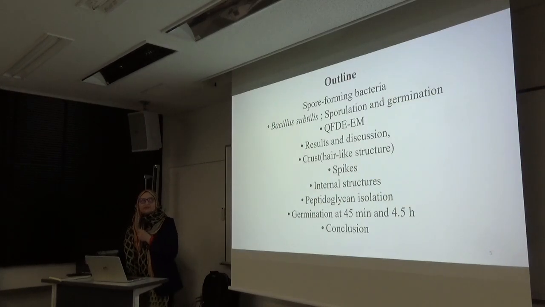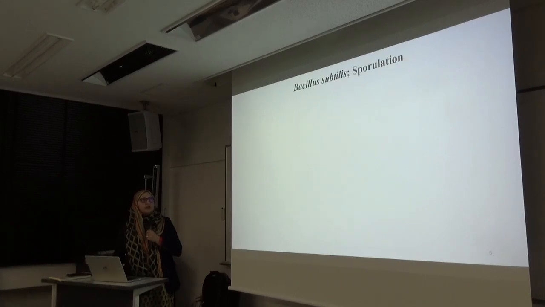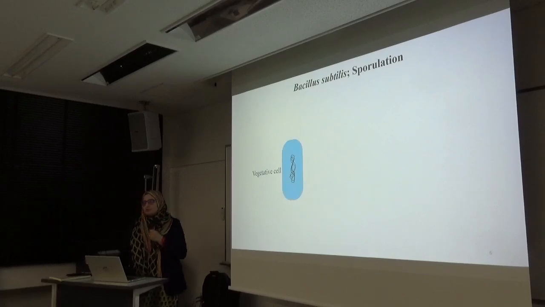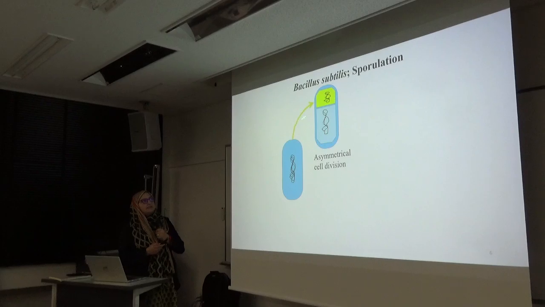Before going to my results, I would like to explain the details of sporulation and germination. Bacillus subtilis sporulation. So what is sporulation? When a Bacillus vegetative cell comes across some kind of harsh environment, like high temperature, nutrient deficiency, or radiation, it undergoes changes and goes through asymmetrical cell division. So what is asymmetrical cell division?